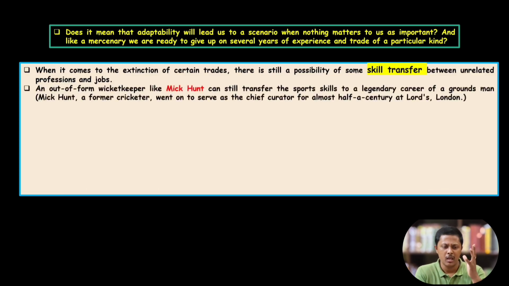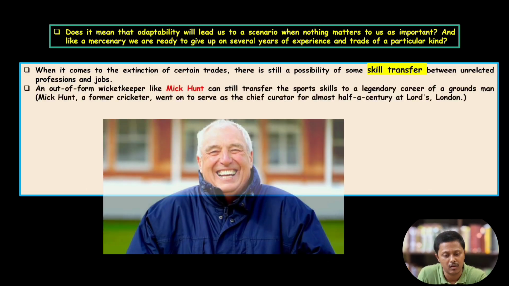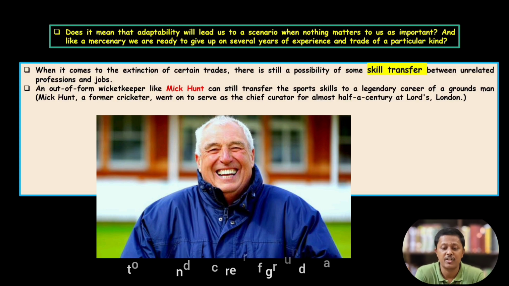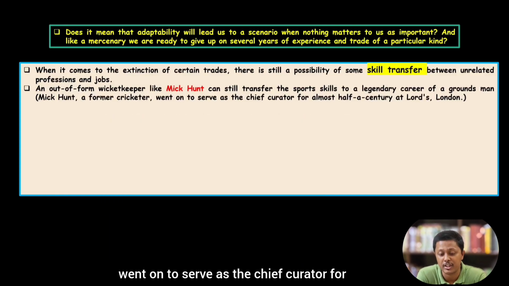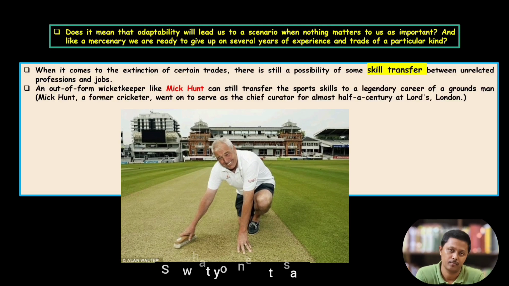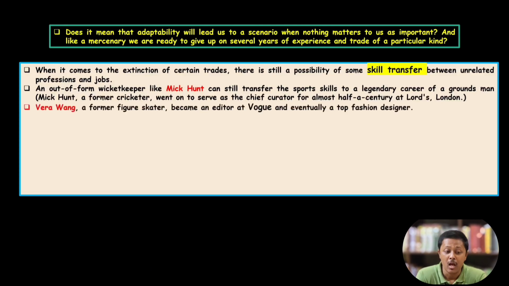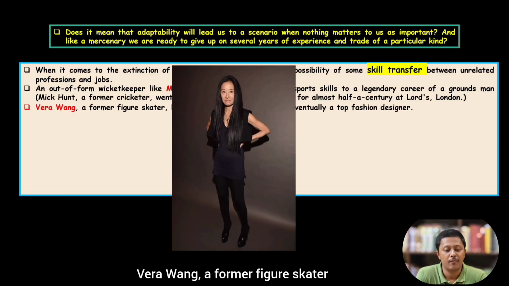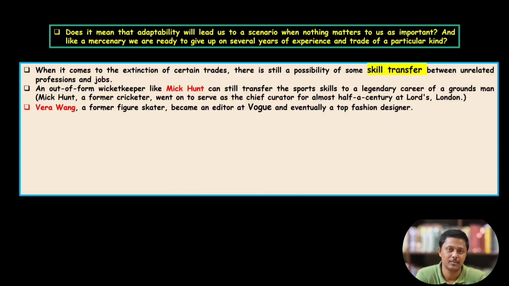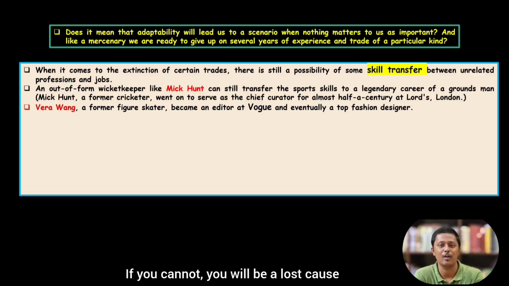For example, a wicketkeeper like Mike Hunt can still transfer the sports skills to a legendary career as a groundsman. Mike Hunt, a former cricketer, went on to serve as the chief curator for almost half a century at Lord's, London. Vera Wang, a former figure skater, became an editor at Vogue and eventually a top fashion designer. Can you guess? So, this is how you need to adapt. If you cannot, you will be a lost cause.